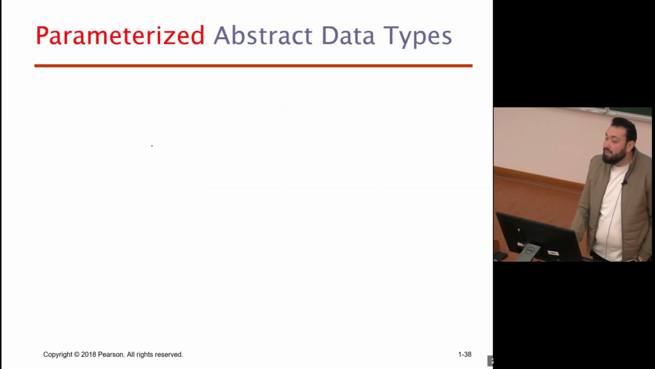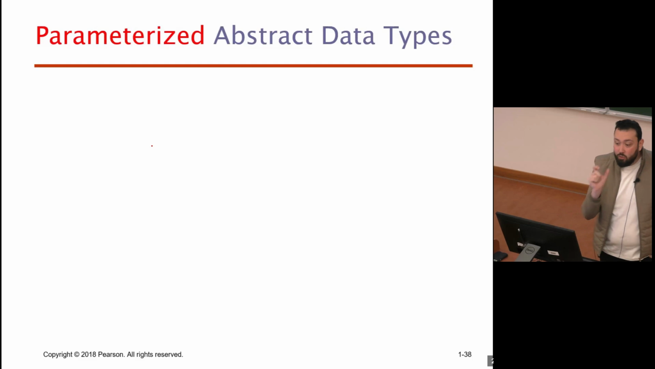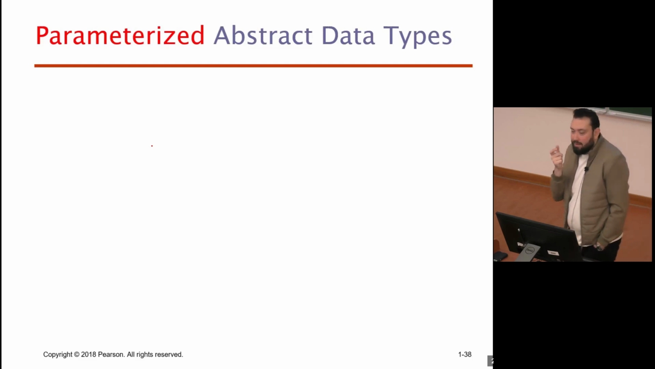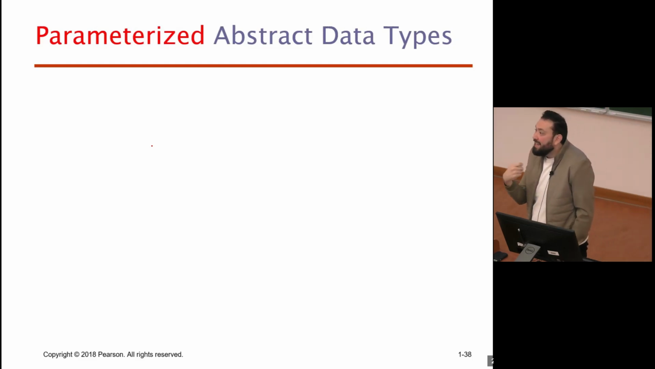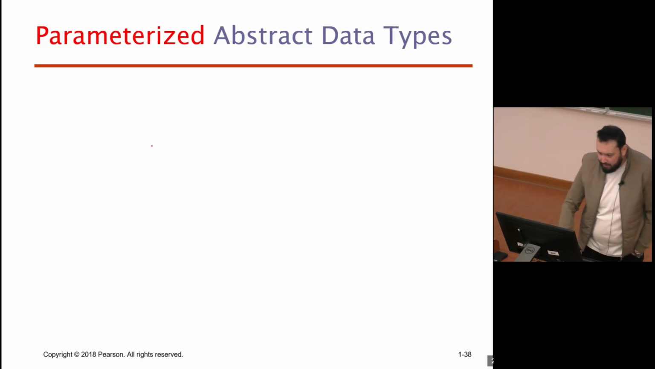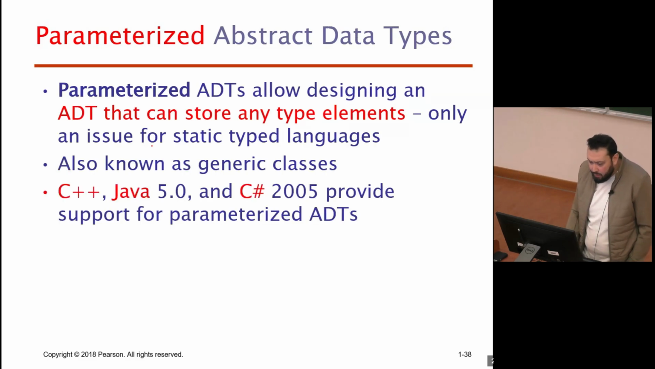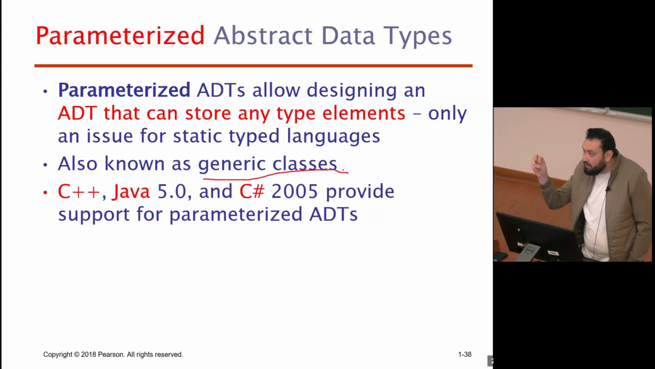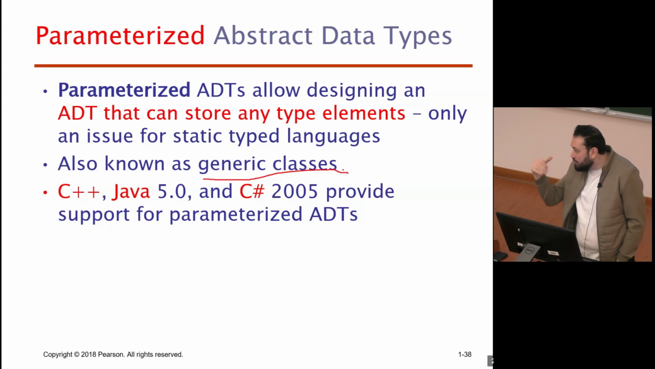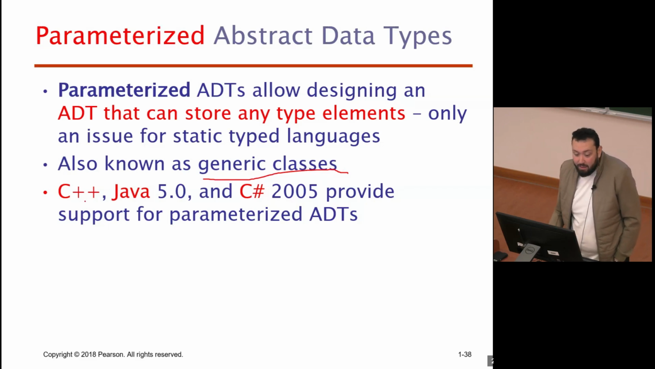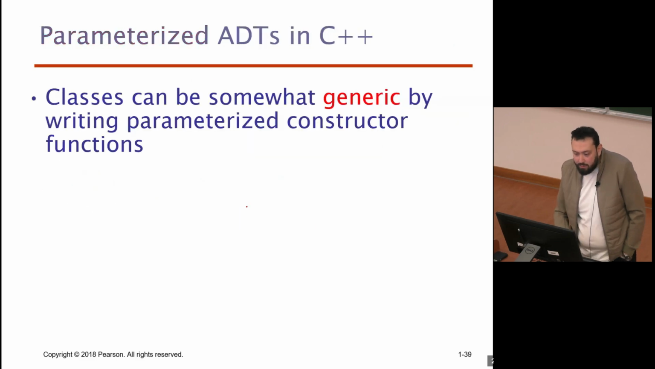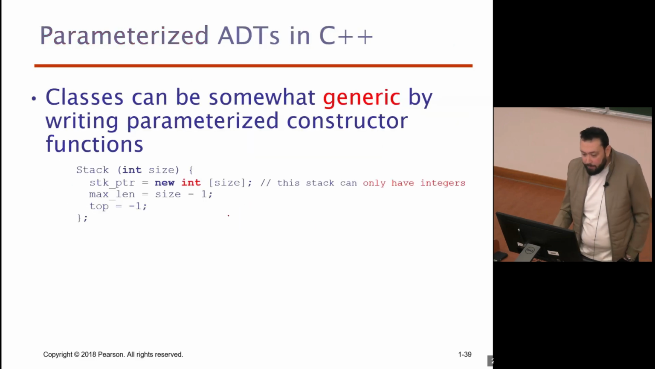Now, parameterized abstract data type, very quickly, we mentioned what do you mean by parameterized? This is one of the design questions: would I allow my class to be able to cover different data types? So let's see a quick example here. They are also known as generic classes. If you've heard the word generic class, that means this class will cover more than one thing. It is supported in C++, Java, and C#. All of them support this. So let's take a look.